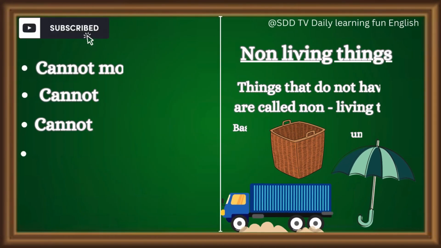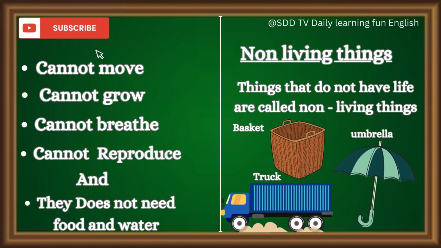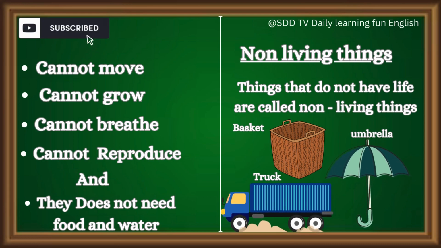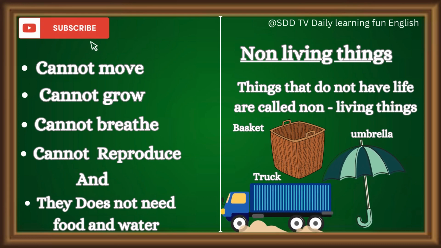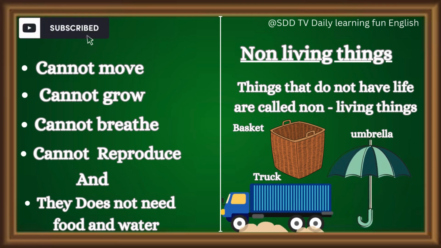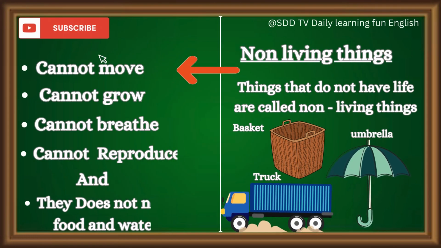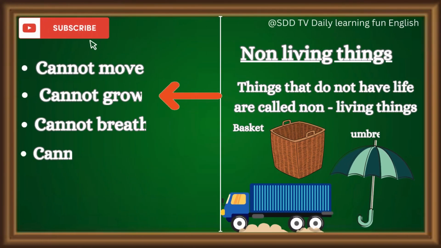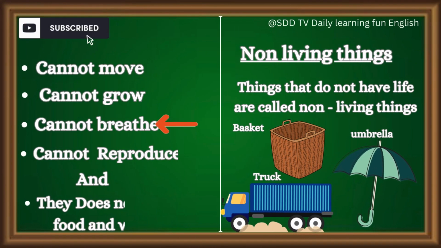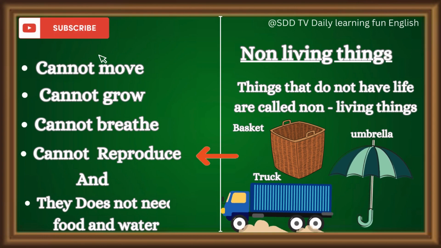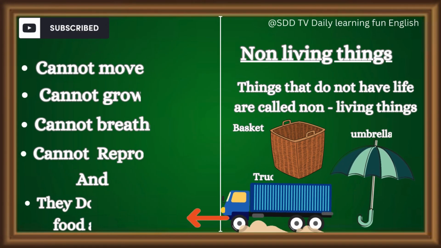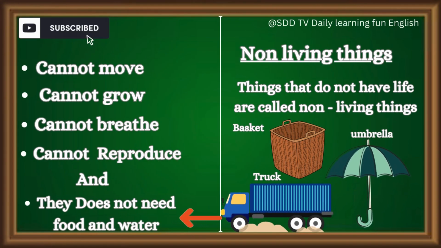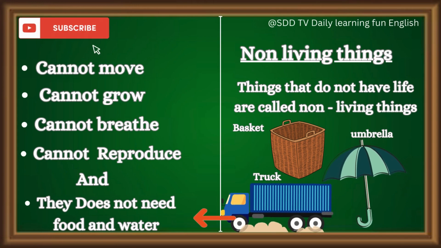Okay, we can see non-living things now. Things that do not have life are called non-living things. Examples: basket, truck, umbrella. Non-living things cannot move, cannot grow, cannot breathe, cannot reproduce, and they do not need food and water.